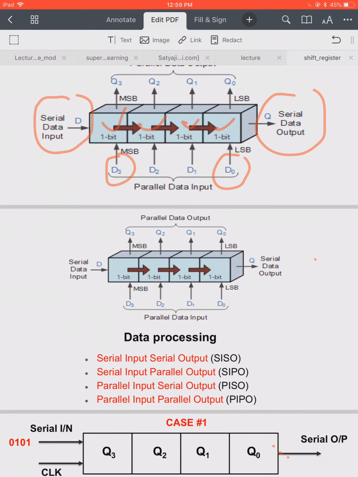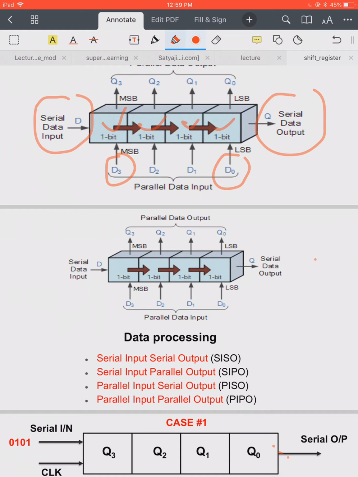Okay, so next, we can see that there are four possibilities, right? Your data input could be serial or parallel, or your data output could be serial or parallel. So depending upon this scenario, we can have basically 4 combinations for data processing through SIPO register. So I can have serial input, serial output, or serial input, parallel output, or parallel input, serial output, or parallel input, parallel output.